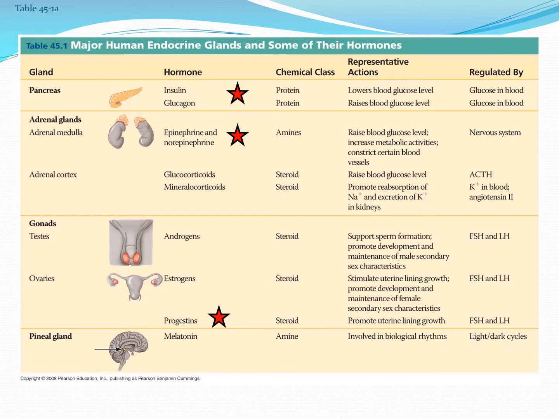So the other ones you need to know, definitely know insulin and glucagon. Insulin is going to decrease blood glucose level, while glucagon is going to increase blood glucose level. Epinephrine and norepinephrine are going to work against one another, and they're going to either raise or decrease the blood glucose level. They're also going to help increase the metabolic activities, and they can constrict blood vessels to certain areas. And then, of course, progesterone, which is going to promote the uterine lining growth.